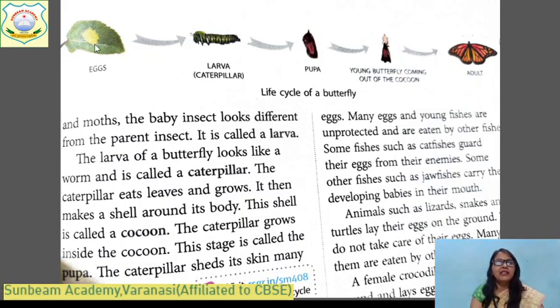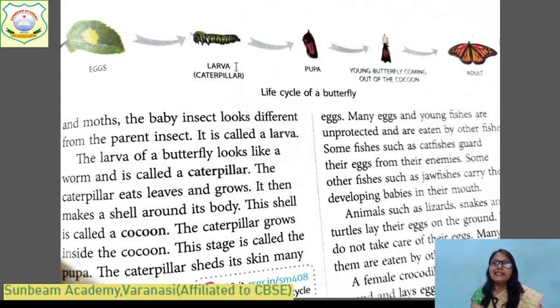Here you can see these are the eggs of a butterfly. And it develops into a larva, a baby insect, that is called larva. And what is the speciality of larva? It is a baby insect, but it looks different from the parent insect. देखो ये इससे बिल्कुल डिफरेंट दिख रहा है ना, एडल्ट से डिफरेंट दिख रहा है ना. And this is called larva. And the larva of the butterfly looks like a worm. ये एक वॉर्म की तरह दिख रहा है, कीड़े की तरह ना. And it is called caterpillar. A special name is there for the young one, the baby insect of the butterfly, that is caterpillar.